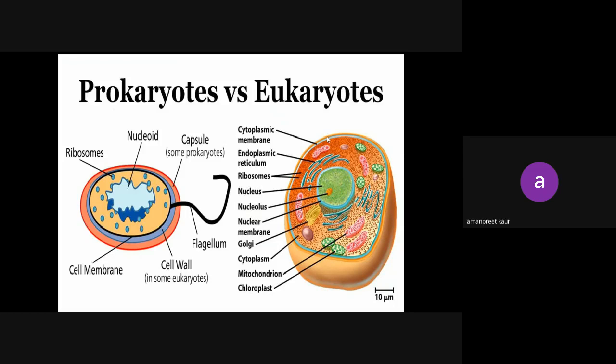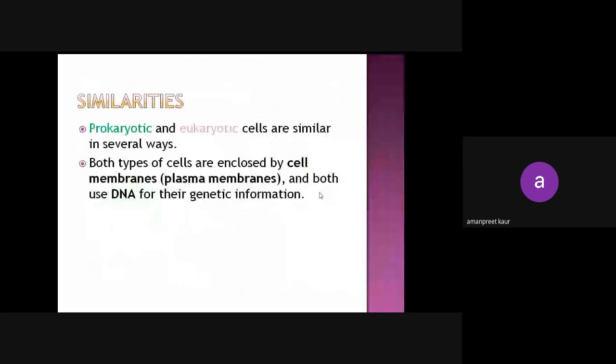Apart from this, a lot of organelles are present here, like mitochondria, chloroplast, Golgi apparatus, endoplasmic reticulum. So there are lots of organelles present. The similarities: the prokaryote and eukaryote cells are similar in several ways. Both types of cells are enclosed by a cell membrane, the plasma membrane, and both use DNA as genetic information.